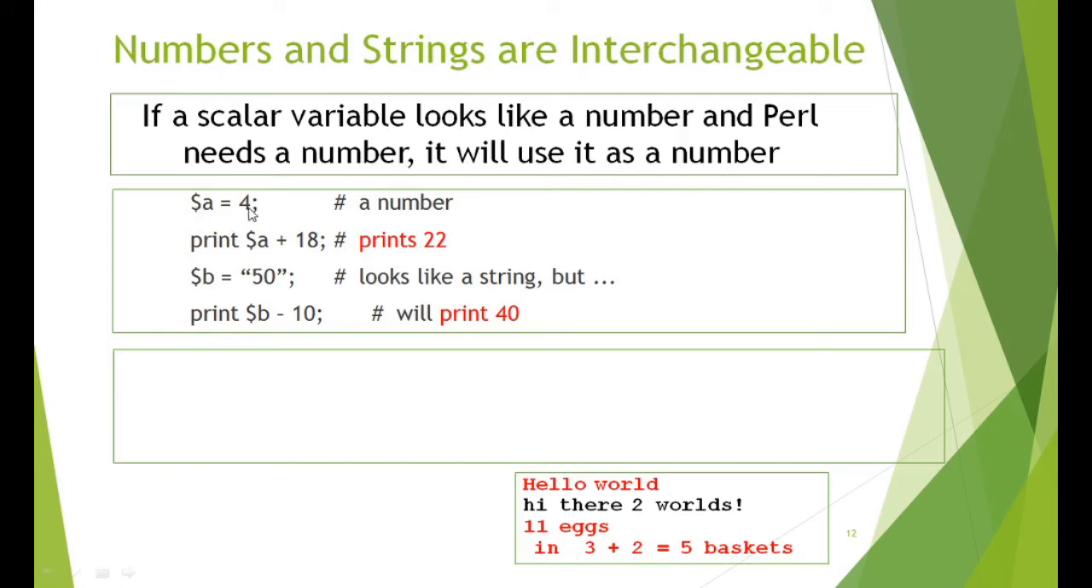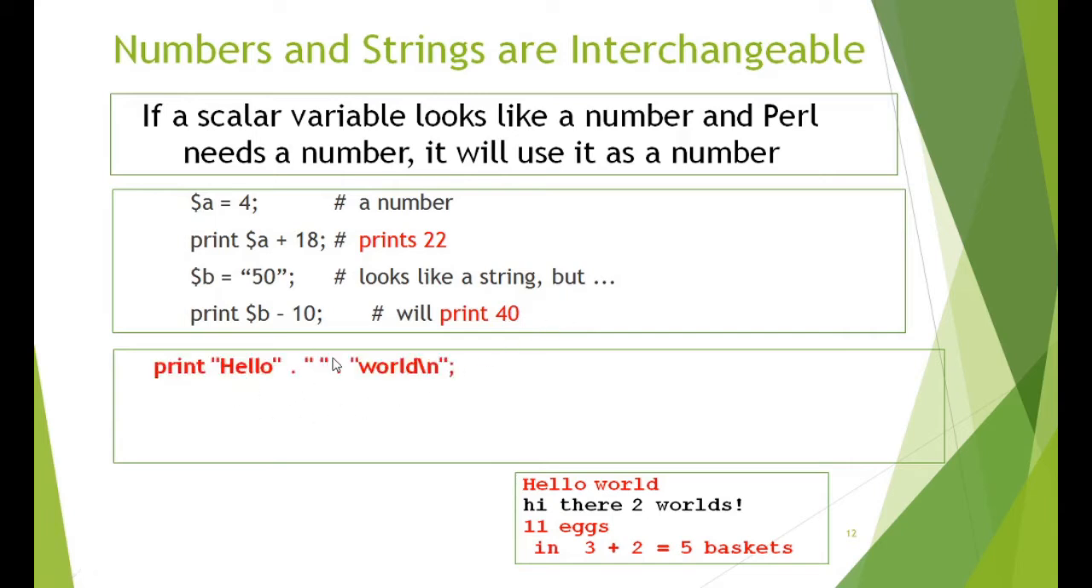You have got a is equal to 4, so it's a number. The next one will be $a plus 18. So the 4 will be substituted here. You get 4 plus 18, 22. Next variable b is equal to 50. It's a string data, string operand. So here you can see $b minus 10. Even though it is a string, it will be considered as numerical data, and 50 minus 10 will be evaluated, and you get a value 40. We'll see some more examples.